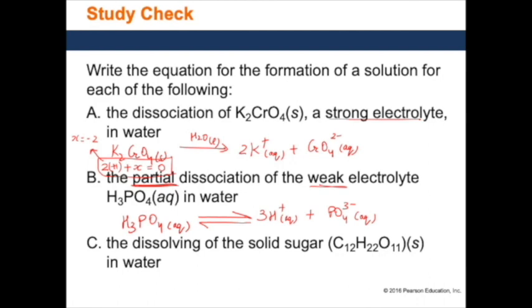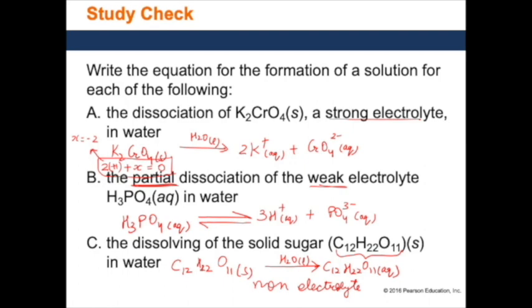Next is dissolving of solid sugar in water. Now, when you look at this molecule, this is not an ionic compound. So when you see that something is not ionic, you basically will only dissolve this in water. If this is solid in water, it will dissolve, and once it dissolves, it will become aqueous, but it will not dissociate. You can't break this into ions. So this is an example of a non-electrolyte solution, which, of course, the question is not asking for. The question is only asking for this particular reaction.